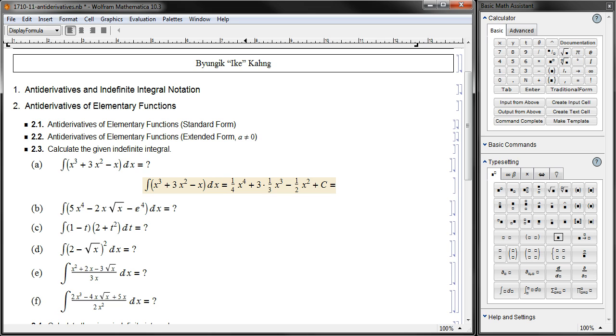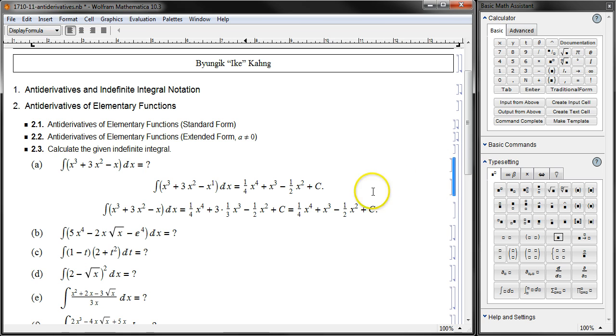Now, I'd rather stop here, but if you want to simplify, you can go ahead with just a little bit more simplification. This 3 times 1/3 will cancel out, and then that's going to be the final answer. If you go to my notebook and open up, yeah, the final answer, they're the same.